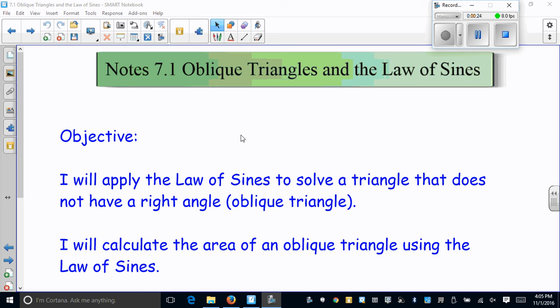So the objective for 7.1: you're going to apply the law of sines to solve a triangle that does not have a right angle, otherwise known as an oblique triangle. And you're going to calculate the area of an oblique triangle using the law of sines.